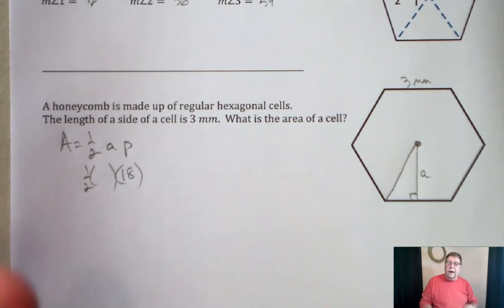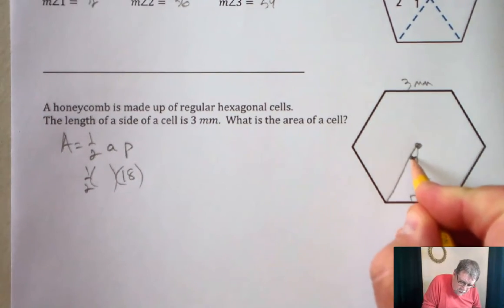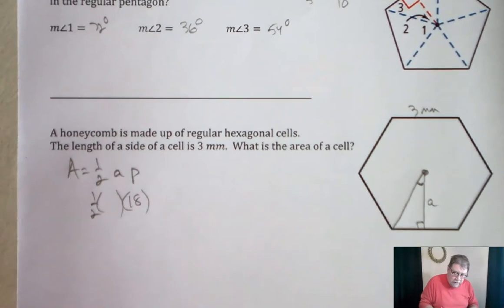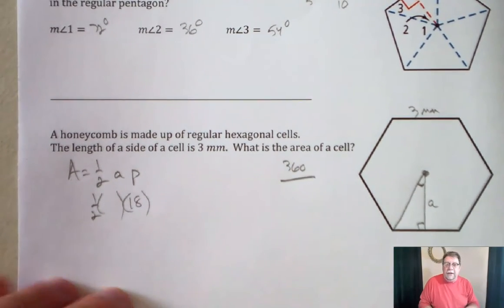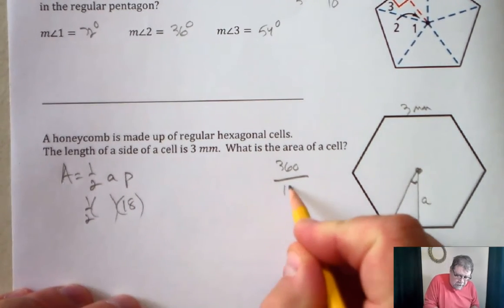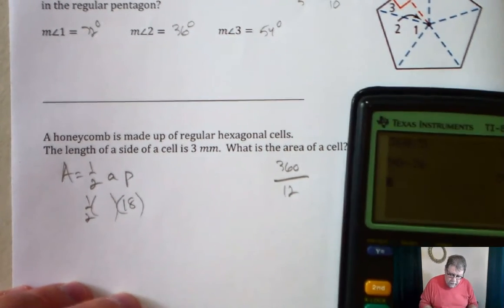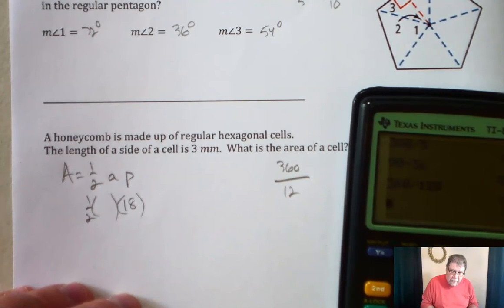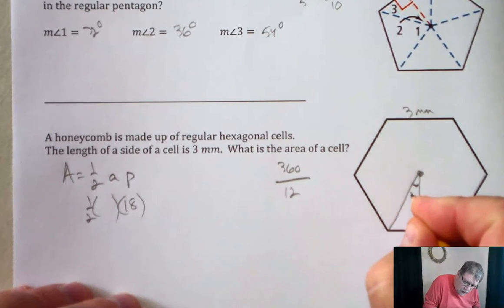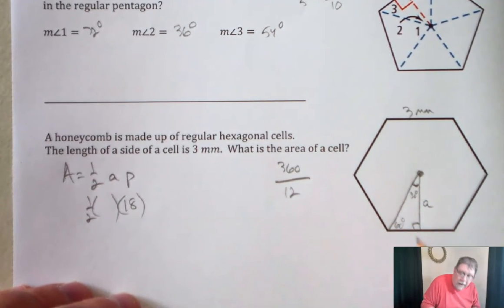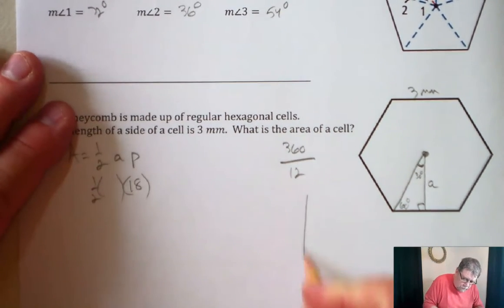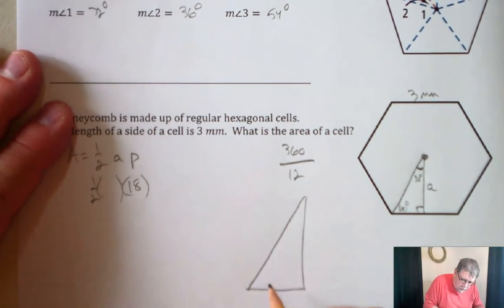So I'm creating a right triangle. Now I need to know this measure. That was the measure of angle 2 in the previous problem. How do I do that? Well, it's going to be 360 divided by 2 times the number of sides. There are 6 sides here, so I divide 360 by 12. That gives me 30 degrees, and that's a good number. So there's a 30-degree angle there, making a 60-degree angle there. I have a 30, 60, 90 triangle, and let me blow that triangle up a little bigger so you can see it.